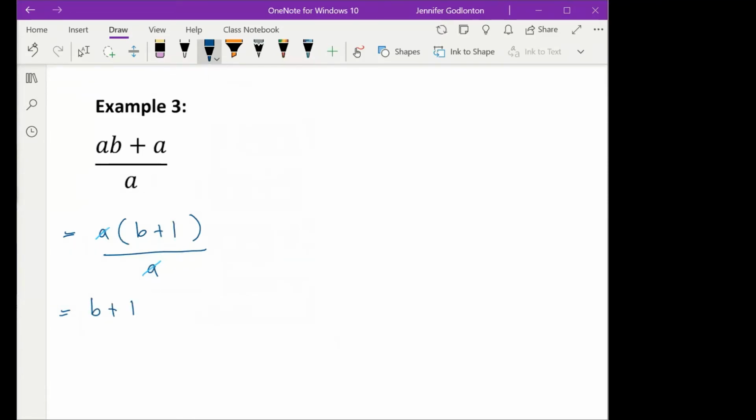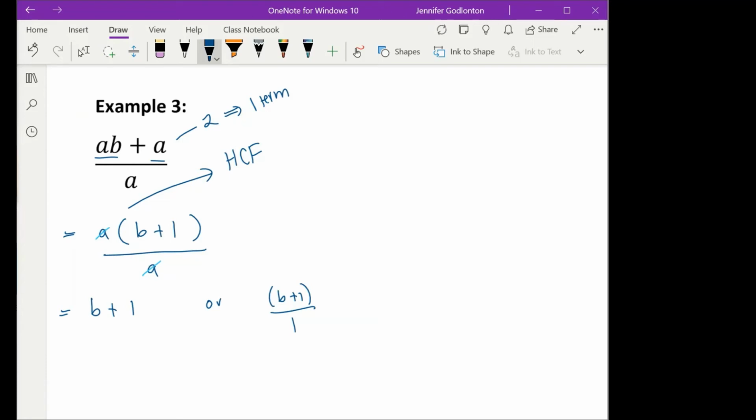Now, if you want to, you could also have written that as b plus 1 over 1. If you wanted to keep your brackets like that, that's absolutely fine. If you just write it as b plus 1, that's also fine. So let's talk about what processes Chantal did here. The first thing she did was take out a highest common factor. She had to do that because we had two terms at the top that we needed to make one term. And in order to make two terms one term, we need to factorize. Then she simplified with her a's, and she was left with the answer of b plus 1.